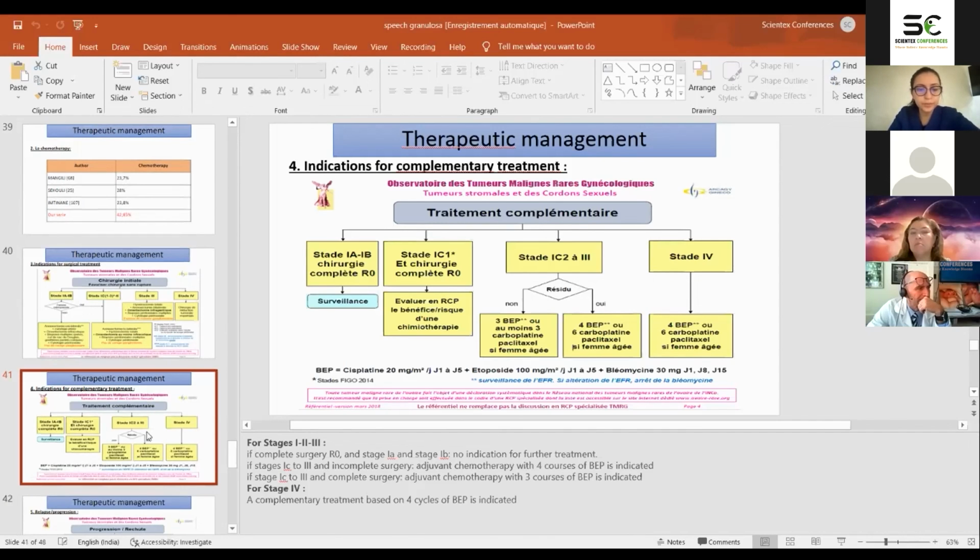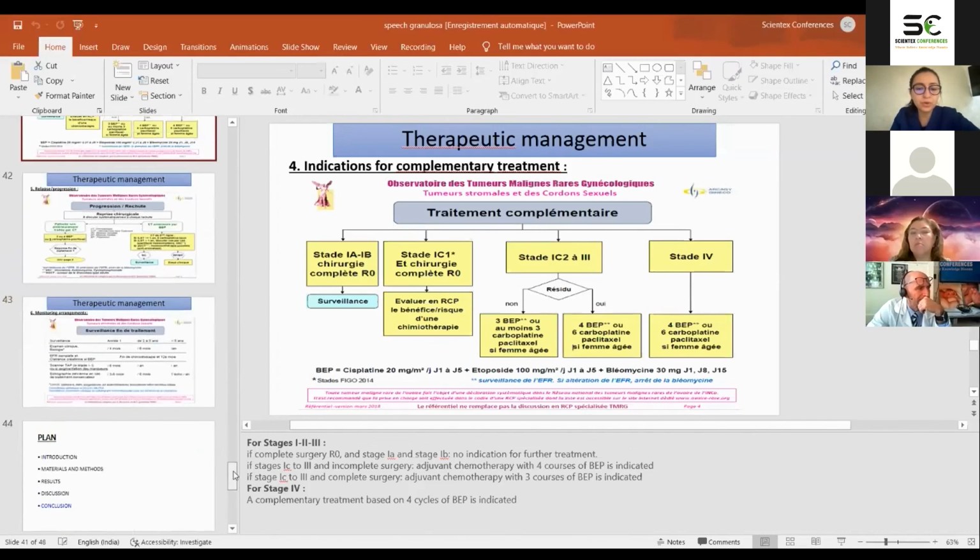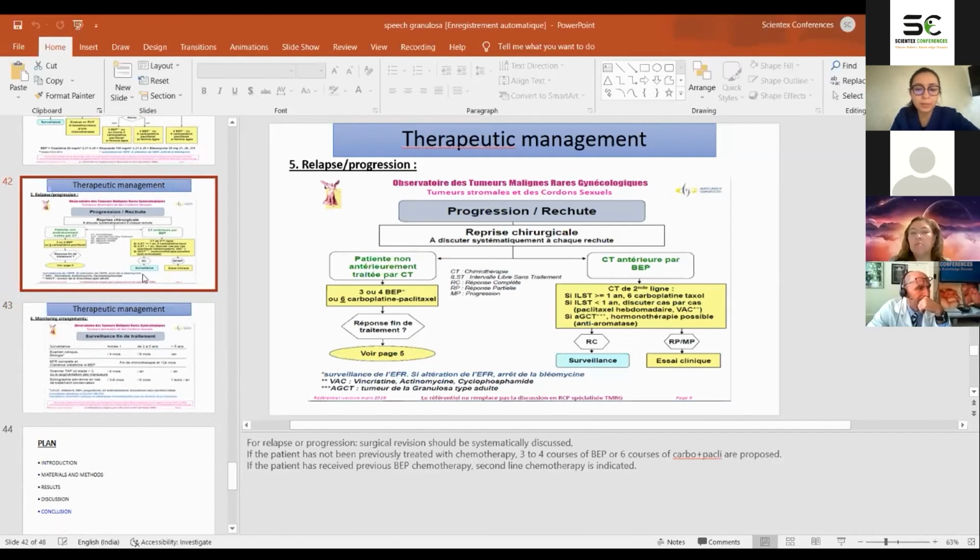For relapse progression, surgical revision should be systematically discussed if the patient has not been previously treated with chemotherapy. 3 to 4 courses of BEP or 6 courses of carboplatin are proposed. If the patient has received previous BEP chemotherapy, second-line chemotherapy is indicated. Because of the risk of very late recurrence, long-term monitoring is mandatory. Clinical, biological by tumor markers, and radiological by CT scan if the stage is higher than 1 or if the markers increased, and by pelvic ultrasound in case of conservative treatment.